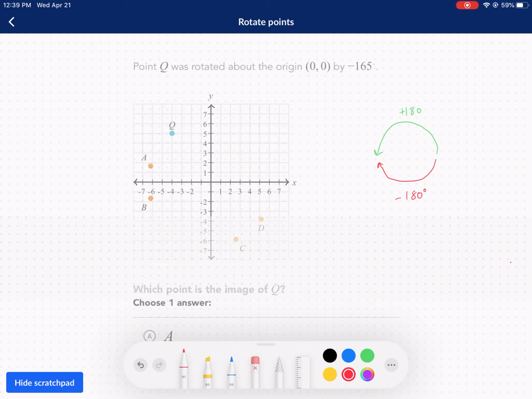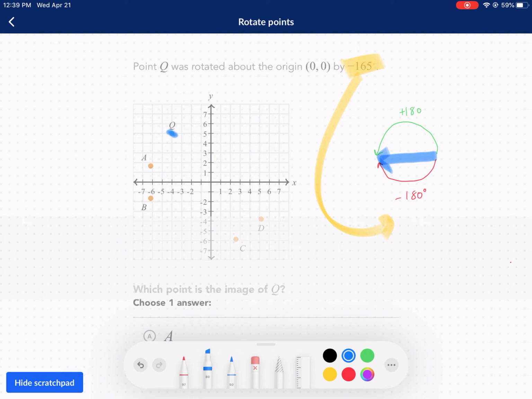So we're at Q. Why am I talking about 180? Because negative 165 is almost to negative 180. So we're almost doing a complete turnaround, okay? A complete straight line. Imagine I draw a line between these two. It almost makes, well, 180 makes a straight line. 165 will almost make a straight line here. So if I'm talking about Q and I'm rotating almost a straight line, where do I end up?